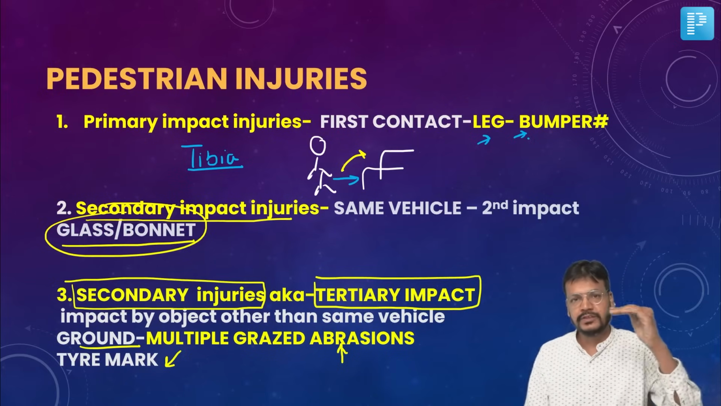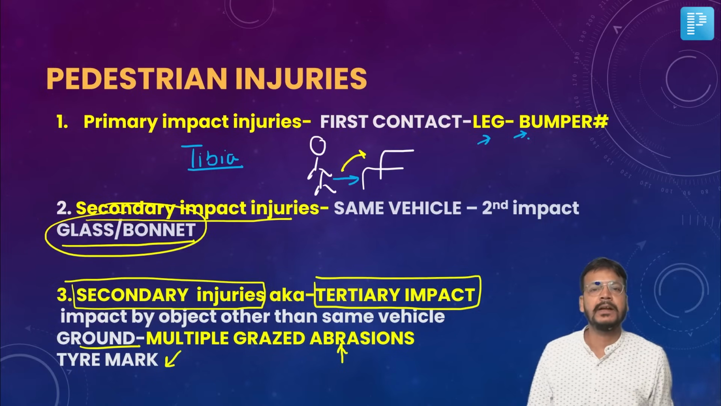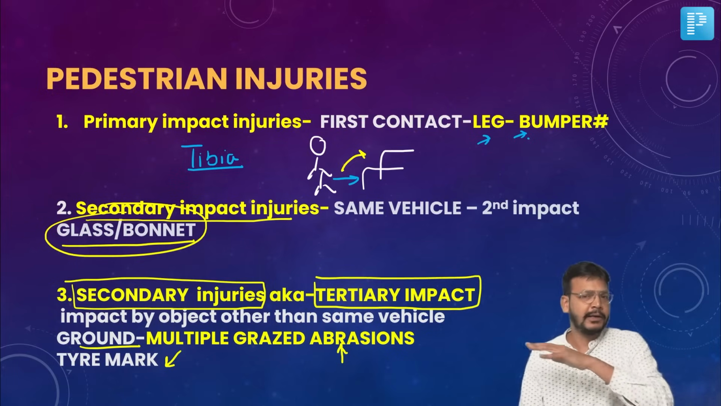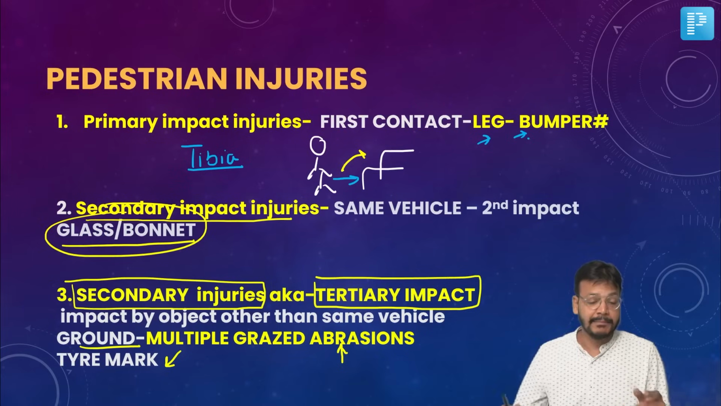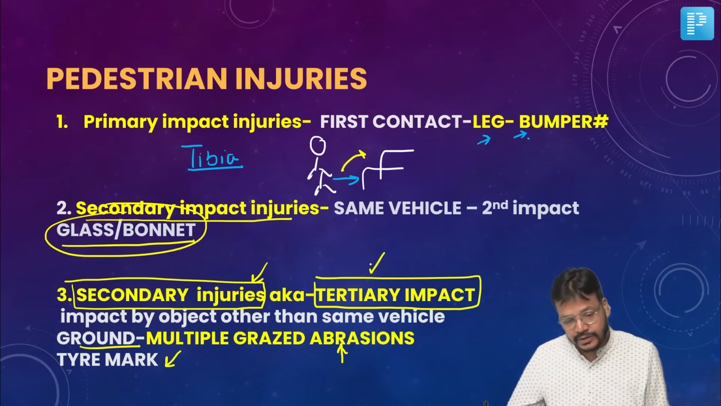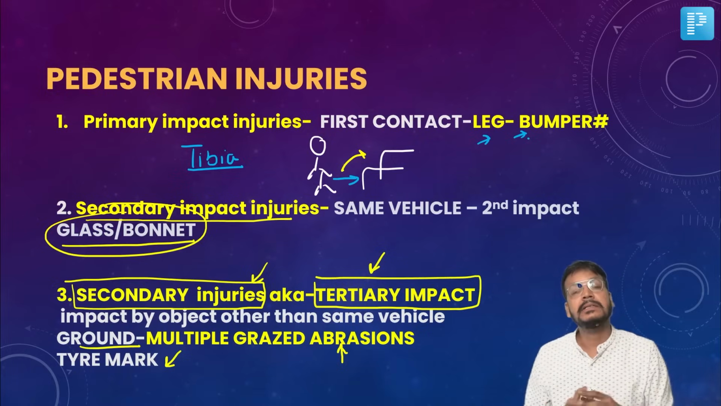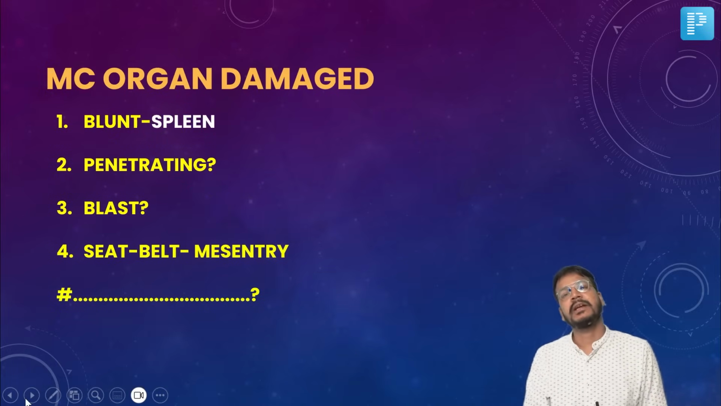Revise with me. First impact: leg, bumper fracture. Secondary impact: if you hit the glass and bonnet, it is secondary impact. Hitting the ground: multiple graze abrasions. If you strike the ground and slide over it, multiple graze abrasions, tire mark. It is known as secondary injury or tertiary impact. People make a mistake here: tertiary impact is another name of secondary injury.